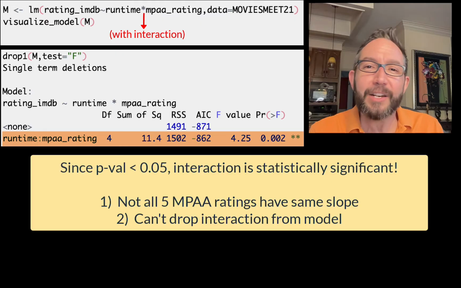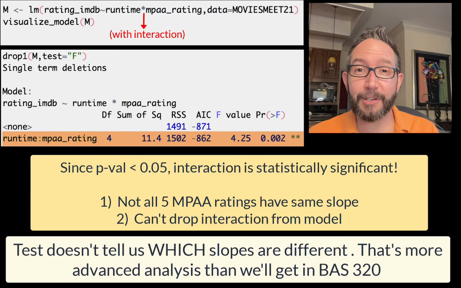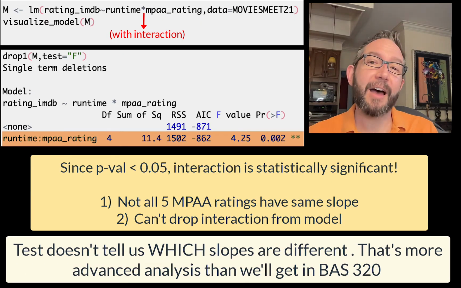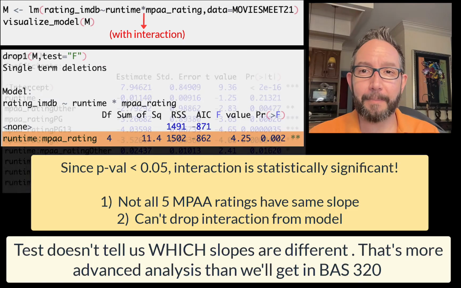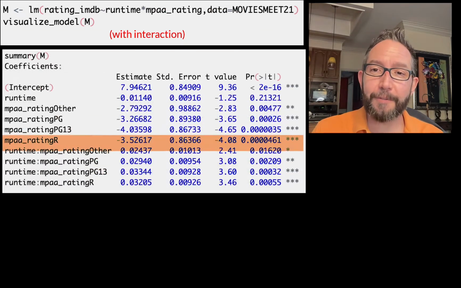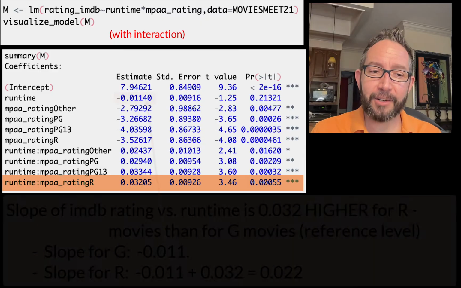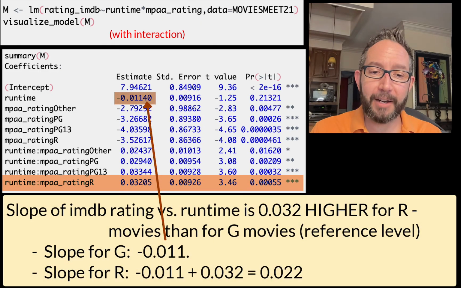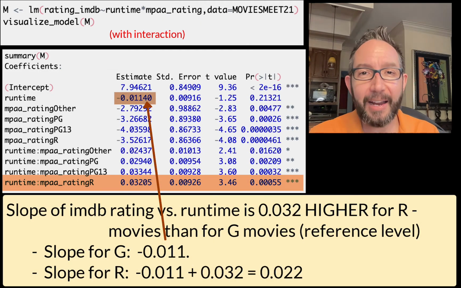It doesn't tell us which slopes have statistically significant differences from each other, but it does let us know that not all 5 are created the same. So we saw with the coefficient of the R-rated interaction that the slope for the R-rated movies was 0.032 higher than the slope for the reference level for G-rated movies.